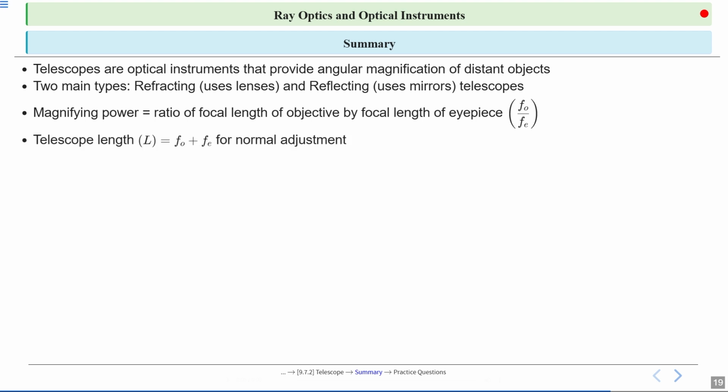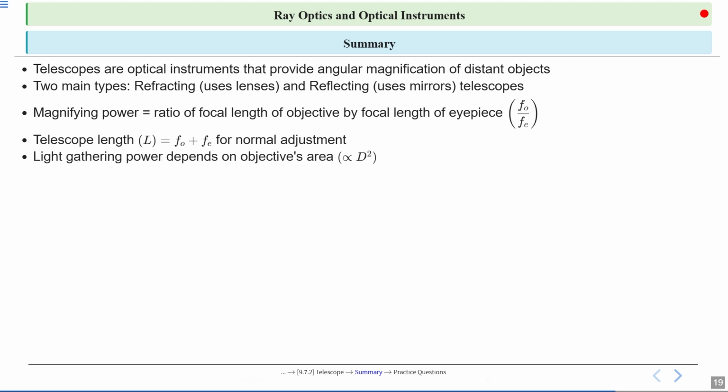Next, we have the concept of telescope length in normal adjustment, which is simply the sum of the focal lengths of the objective and the eyepiece. L equals f0 plus fe. This is important for setting up the telescope correctly to get a clear image.